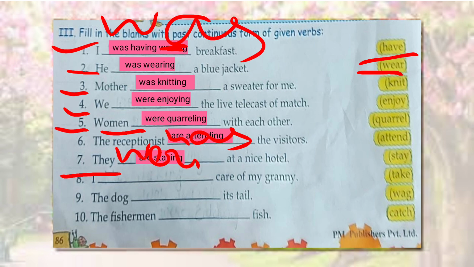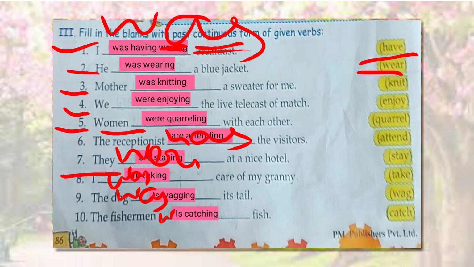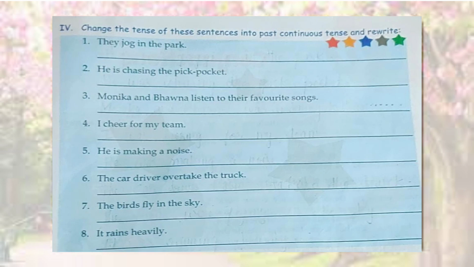I was, what will we use here? Was. I was, because all it's written here in past continuous tense, so just use the verb according to the past continuous tense, and there are only two helping verbs, was and were. I was taking care of my granny. The dog was wagging. So what will we use? Was. The dog was wagging its tail. The fisherman was catching, W-A-S, was catching fish.